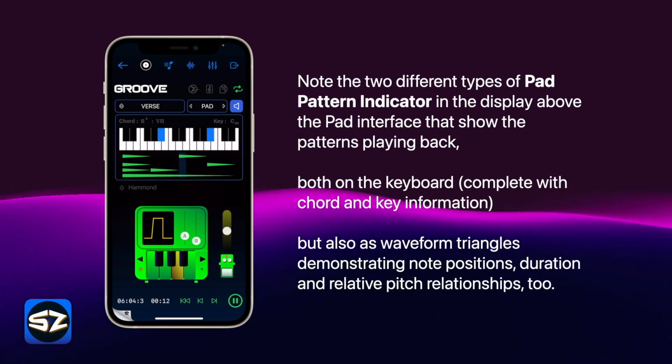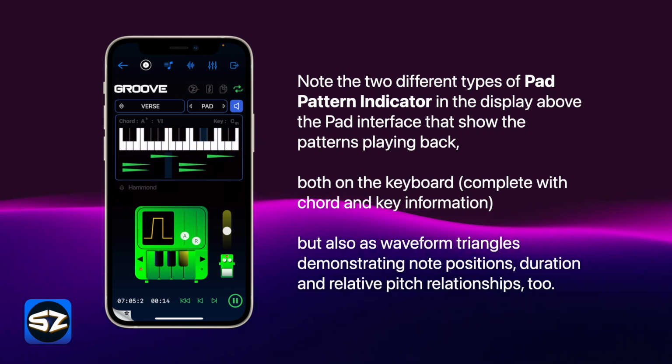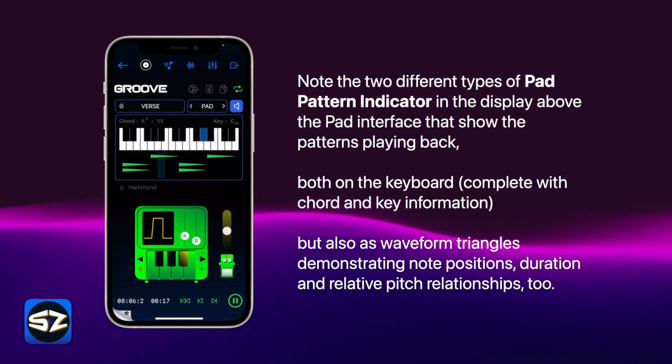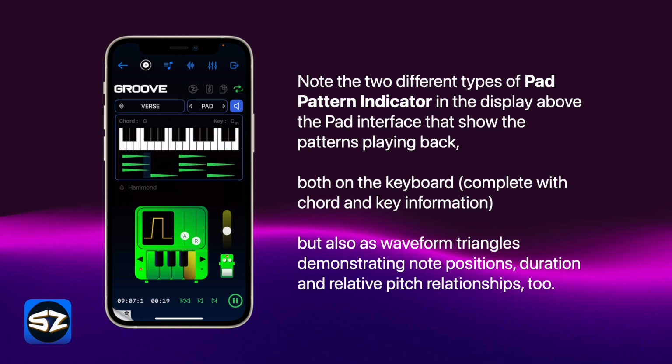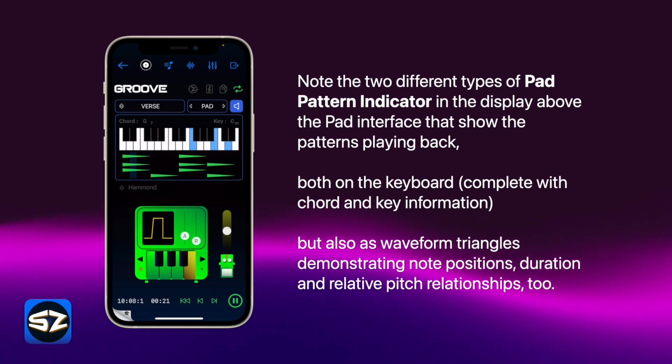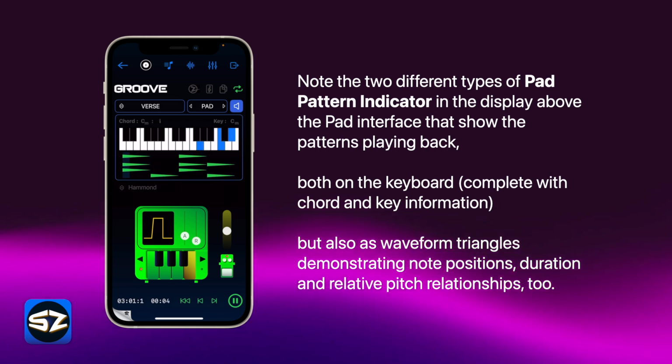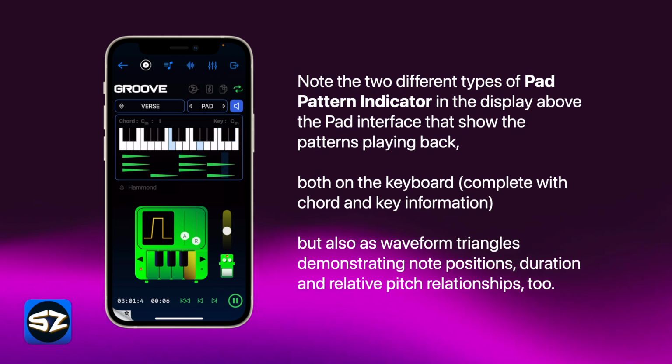Note the two different types of pad pattern indicator in the display above the pad interface that show the patterns playing back, both on the keyboard, but also as waveform triangles, demonstrating note positions, duration, and relative pitch relationships too.